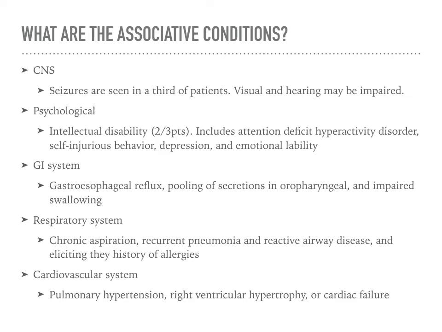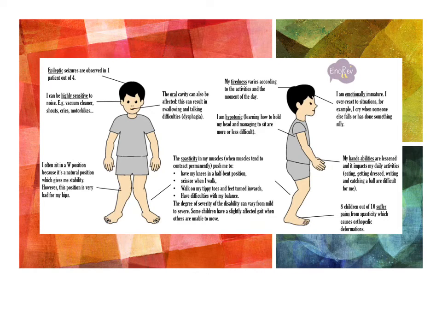As far as GI, they do express gastroesophageal reflux. They also have a pooling of secretions in their oropharynx, and because they don't have good motor control, they have poor head control, and that could actually worsen the reflux. As far as respiratory symptoms, they lack an effective cough reflex, so you can see chronic aspiration issues leading to pneumonia. Cardiovascular wise, because of the chronic respiratory system involvement, you can see pulmonary hypertension, right ventricular hypertrophy, even cardiac failure. This next slide is just a visual of some of the clinical features you'll see with cerebral palsy.